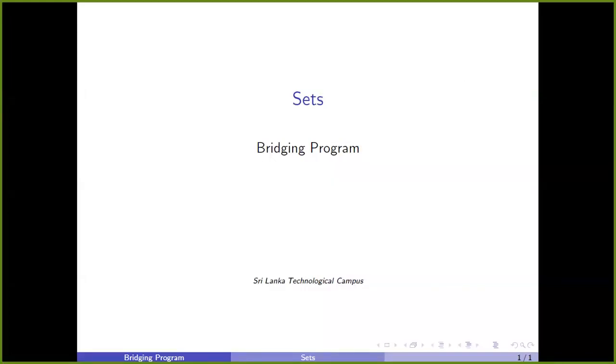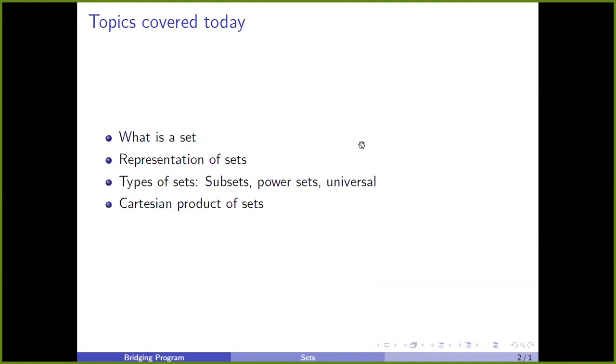Hello all. In this set of lectures, I'm going to talk about sets. We'll first look at what a set means and mathematical notation for representing sets. Today we will look at a lot of definitions like subsets, power sets, universal sets, and so on. And then we'll look at things like Cartesian products of sets.